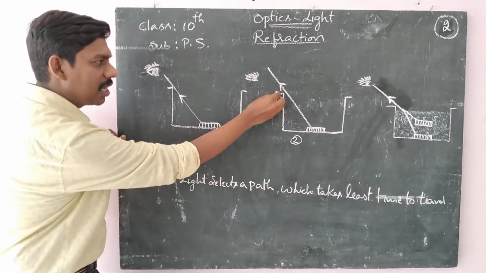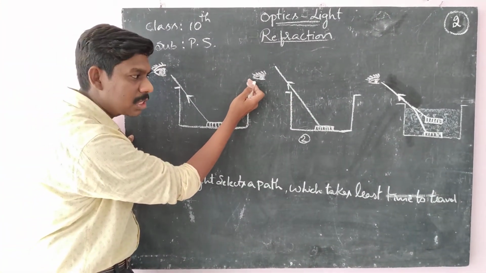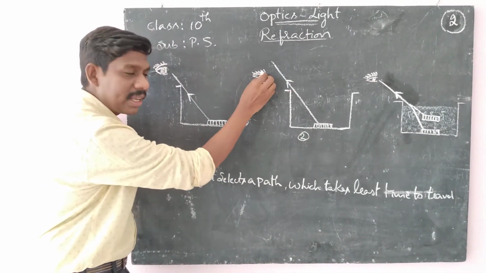See here, the distance between the eye and the vessel. Here it is very little. That means I am moving somewhat backwards, but the light ray does not reach me. Why? Why can't the light ray move like this?